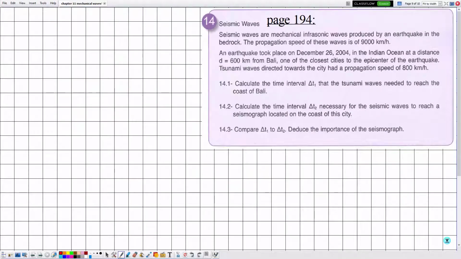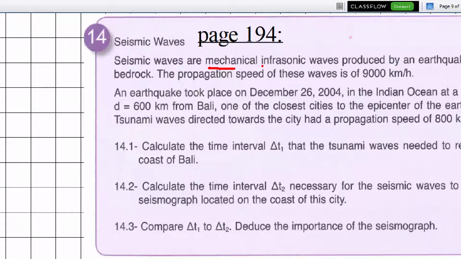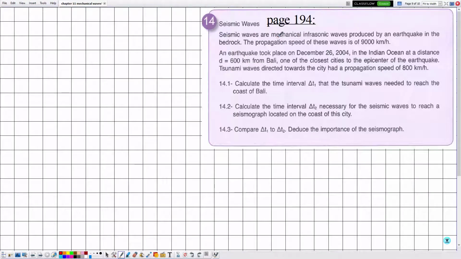Now moving to the final exercise of this chapter, seismic waves, page 194. They are telling us seismic waves are mechanical infrasonic waves. Both terms refer to properties of the waves, but for now we are not interested in these properties. They are produced by an earthquake in the bedrock. The propagation speed of these waves is given as 9,000 kilometers per hour. So let me start by writing here the seismic waves have an average speed of v equal to 9,000 kilometers per hour.